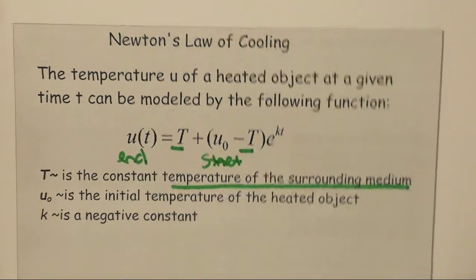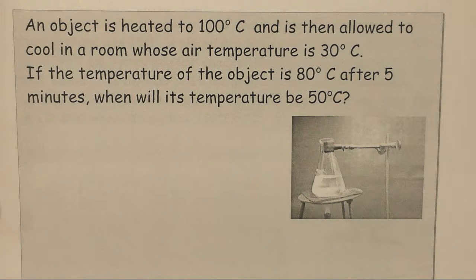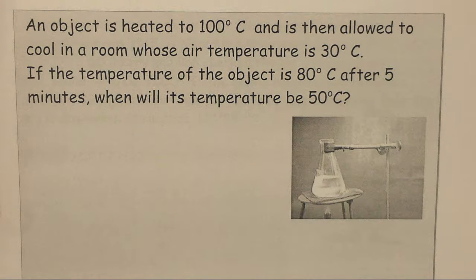All right, so we're going to do a couple examples. Example 1: an object is heated to 100 degrees and is then allowed to cool in a room whose air temperature is 30 degrees. If the temperature of the object is 80 degrees after 5 minutes, when will its temperature be 50 degrees?